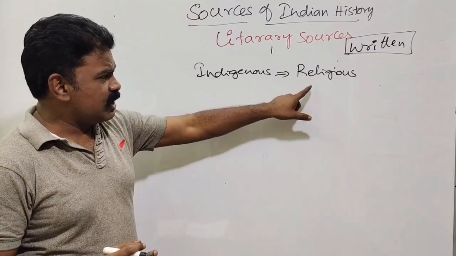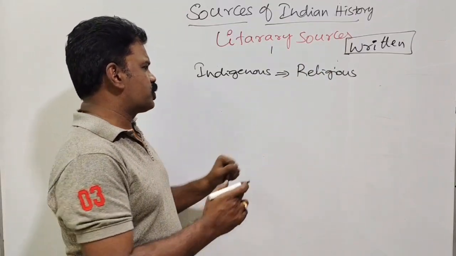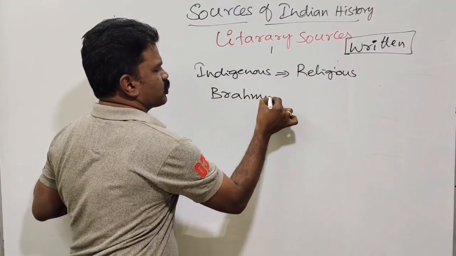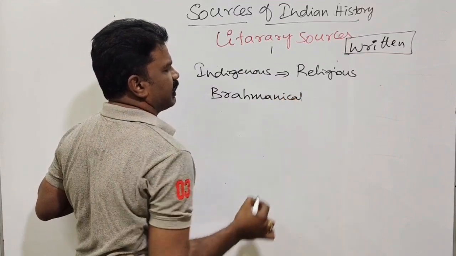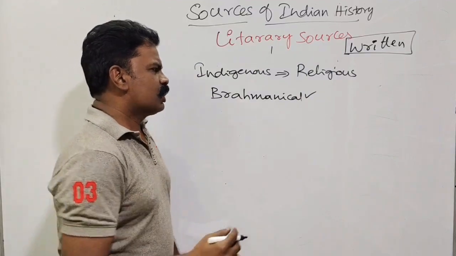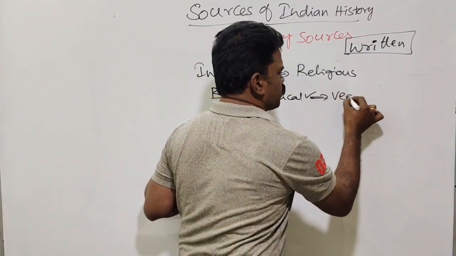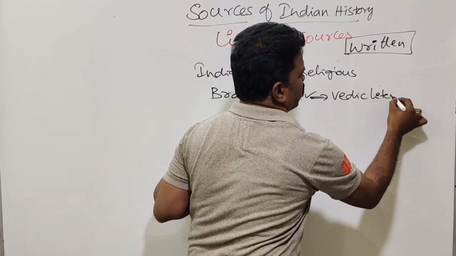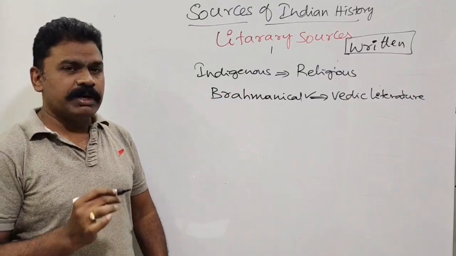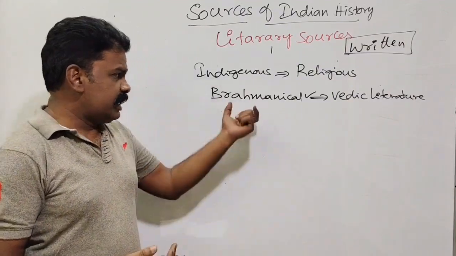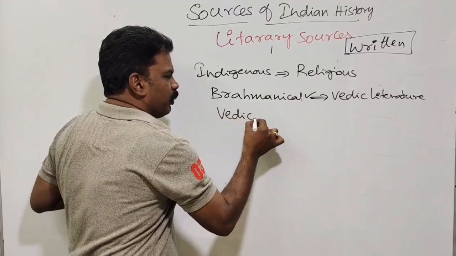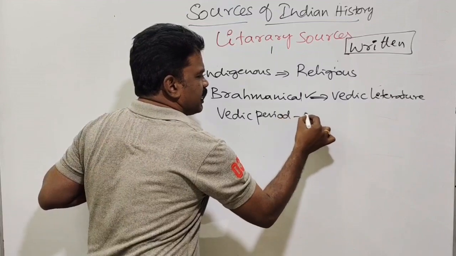In India, religious literary sources, first coming to the point of Brahmanical literary sources. Brahmanical literary sources are also called Vedic literature. They start with Vedic literature related to the Vedas. Brahmanical literary sources, completely religion, they represent the religion. These Brahmanical religious sources start with the Vedic period, especially the Rigvedic period.